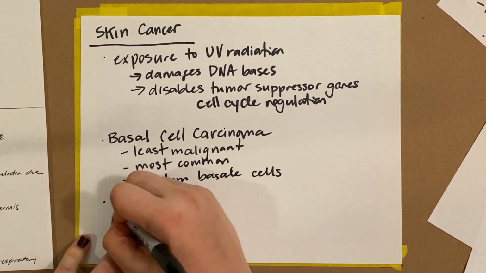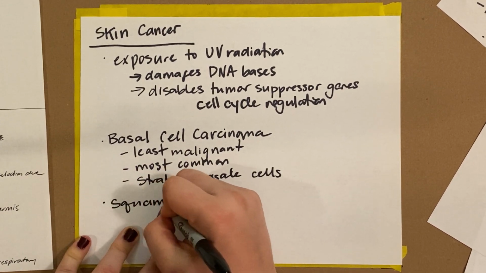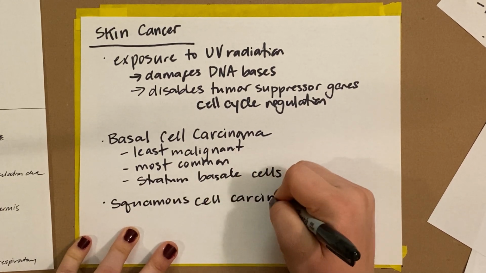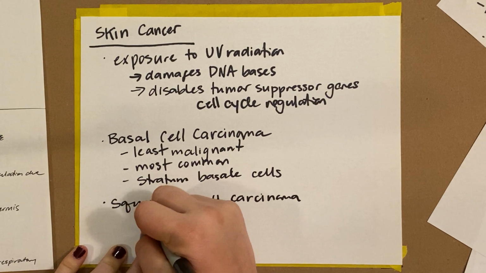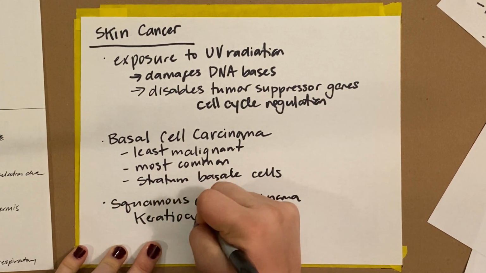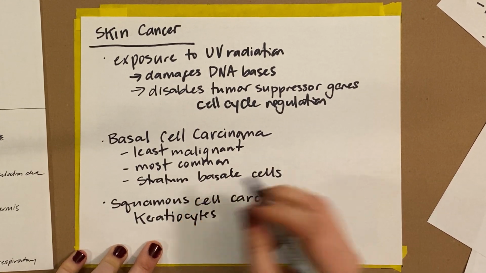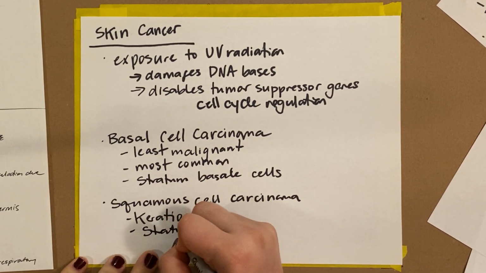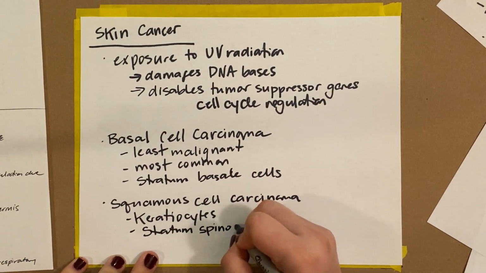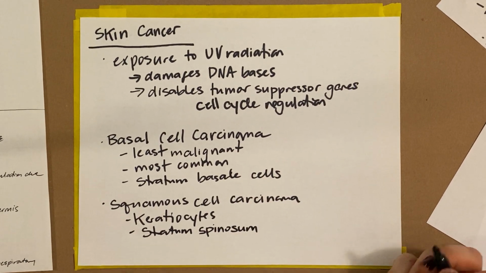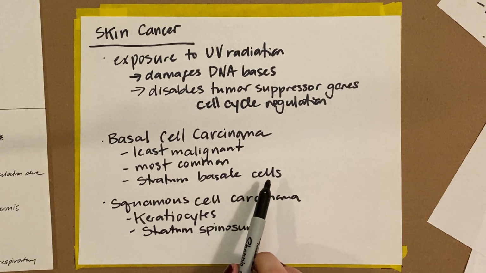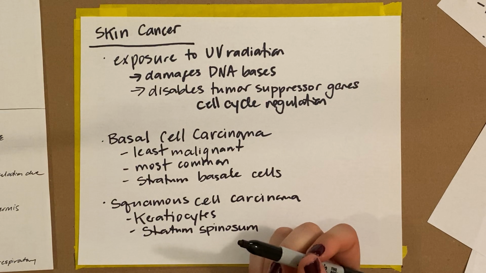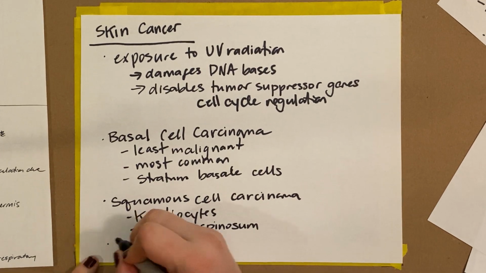The next kind is squamous cell carcinoma. This is when the keratinocytes, sorry, I've said that word so many different ways, which is mainly going to be in the stratum spinosum. Okay. So these ones are going to be more like those stem cells, and then these are going to be kind of once they're keratinocytes. Okay, and the last, most dangerous, is melanoma.